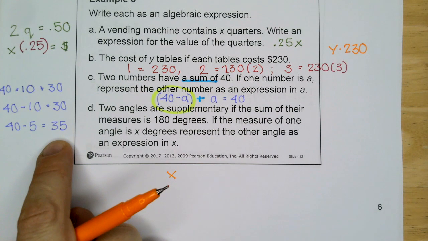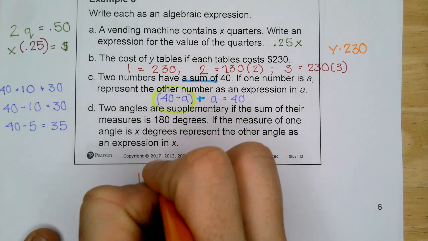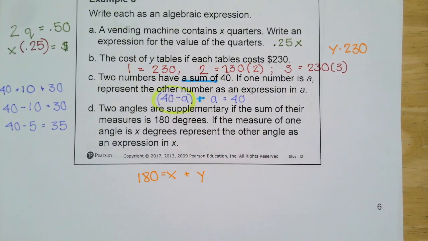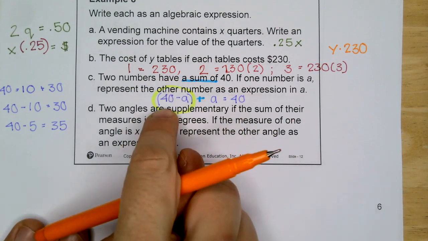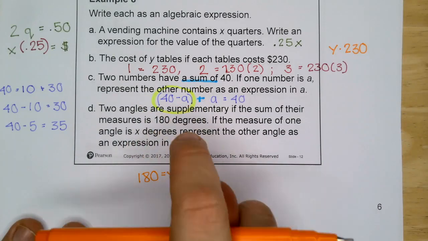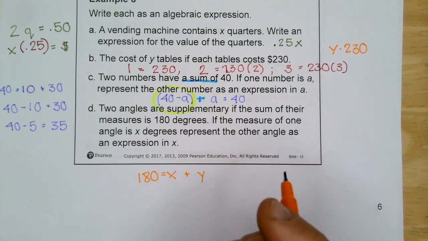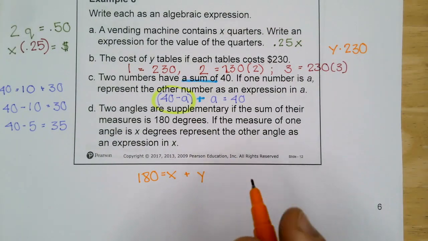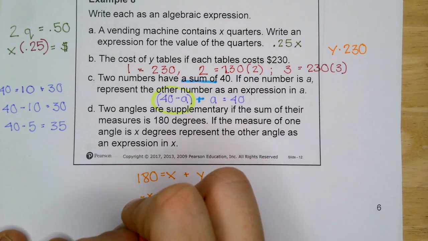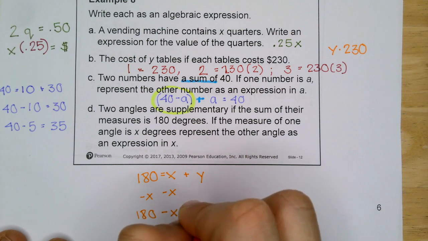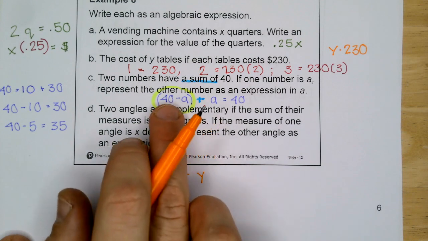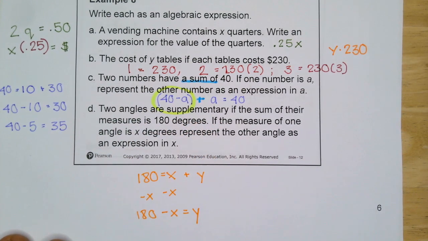So just like this one, 180 is X plus Y, right? But what is Y? Y is going to be just like B, right? B is 40 minus A. Y is going to be 180 minus X. Good. So the other angle is our original amount minus the X degrees.